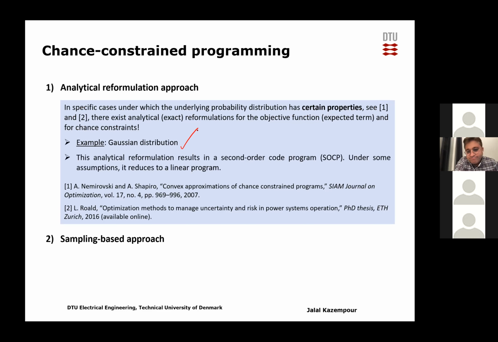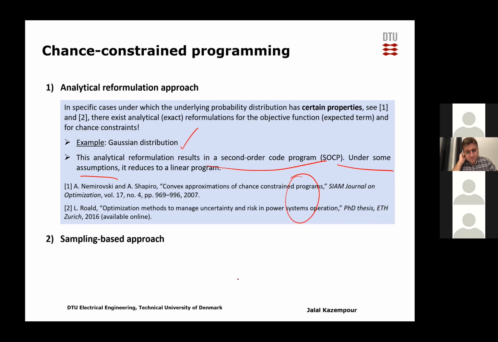For example, the Gaussian distribution. If our probability distribution follows a Gaussian distribution, then we can analytically reformulate our chance constraints. And if we do it, in the resulting model, each individual chance constraint will be replaced by a second order constraint with quadratic terms. It's convex, but not linear. But under some extra assumptions, it will be reduced to a linear program. So again, you can check these two references.